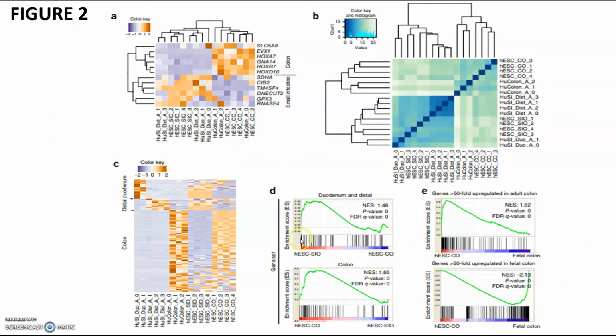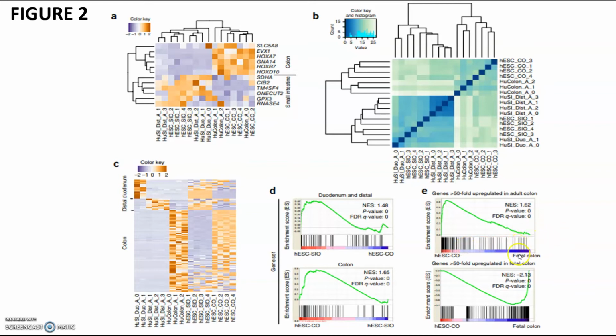This showed the enrichment analysis was predominantly small intestinal organoids. So that was identified with the duodenum or the distal, where the colonic organoids were represented more in the colon by this higher enrichment score right here. And then in figure 2E, we have genes more than 50-fold upregulated in adult colon. And then we have adult colon, so human embryonic stem cell colonic organoids right here with the higher ES.